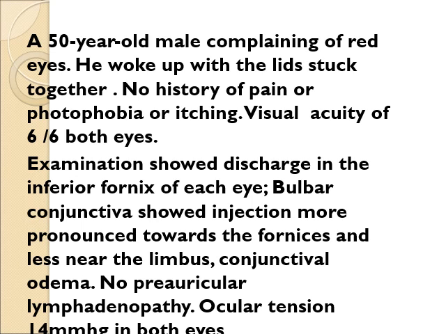No pre-auricular lymphadenopathy. What is the value of examining the pre-auricular lymph nodes in such condition? Remember that adenoviral conjunctivitis is a very common and highly infectious disease. It is associated with enlargement of the pre-auricular lymph nodes. Ocular tension is 14 mm mercury in both eyes. What is the normal range of intraocular pressure?